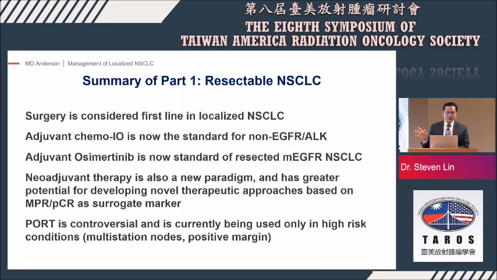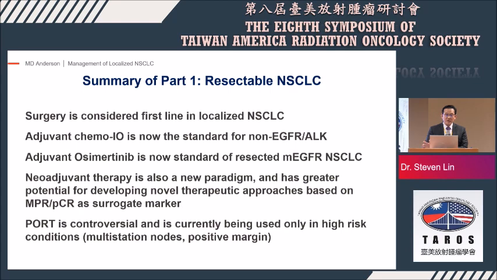So with that, this is a summary of part 1, and I'm going to look at my time. Surgery is still considered first line in localized non-small cell lung cancer, and adjuvant chemo-IO is now the standard for non-EGFR, ALK-mutated lung cancers. However, osimertinib is now the standard in resected EGFR-mutated non-small cell lung cancer. However, neoadjuvant therapy is probably a new paradigm by which new drugs will be developed, because it has a much greater potential for developing novel therapeutic approaches.